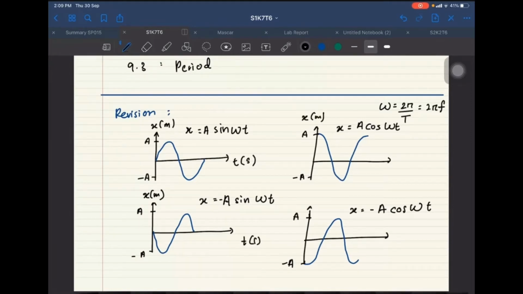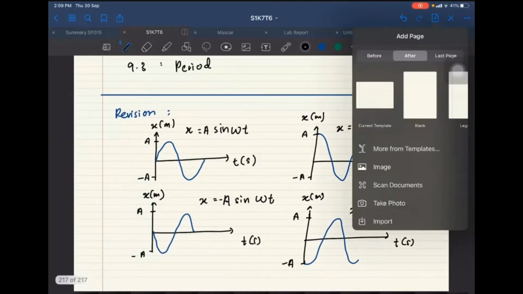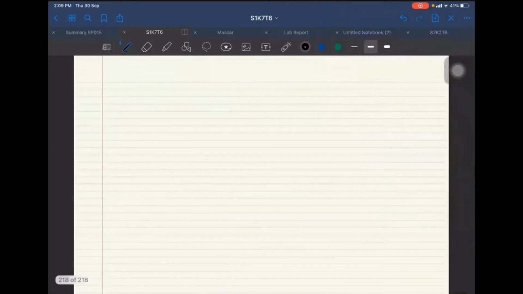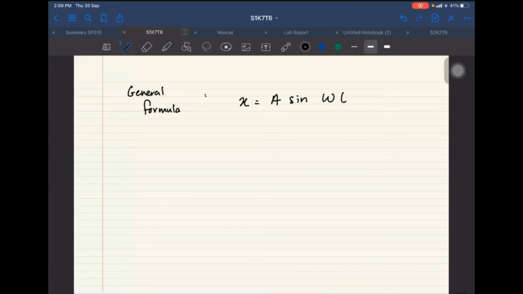X meter t second. Okay, why are these things important? Kenapa kamu kena tahu those things? If you guys still remember, yesterday we learned about a general formula for displacement, where x is equal to a sine omega t.